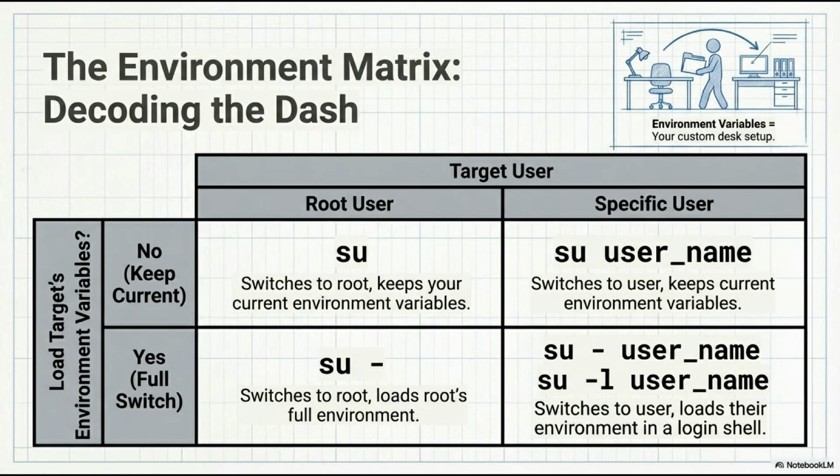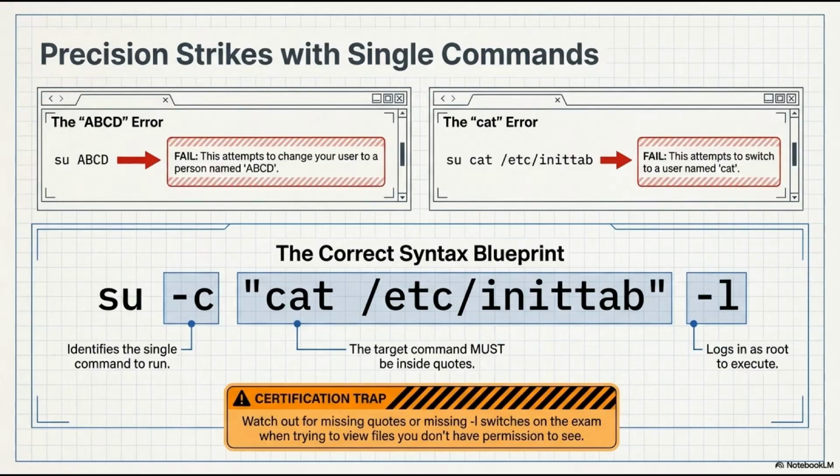It really is. But sometimes you don't want to switch desks at all. You just need to reach over, hit one button on the root desk, and then pull your hand back. The precision strikes. Right. Let's go to slide 6, titled Precision Strikes with Single Commands. But I see the slide warns about two major syntax traps right out of the gate. The abcd error and the cat error.